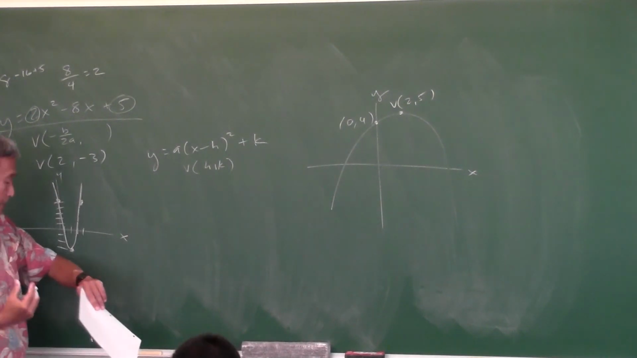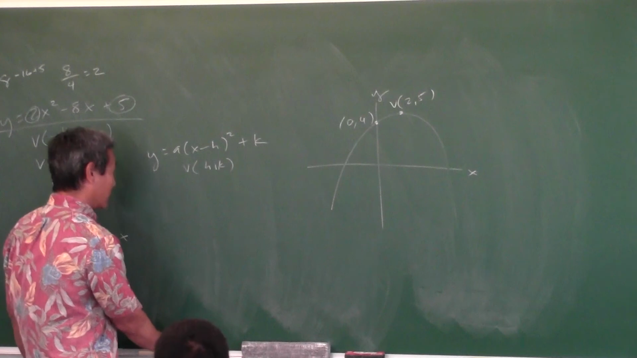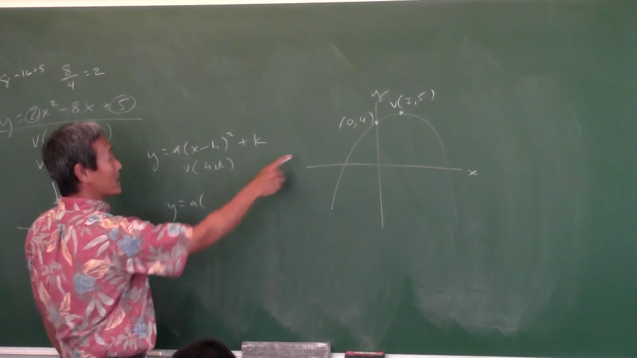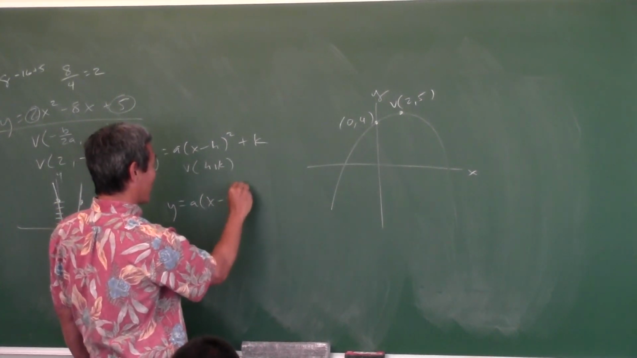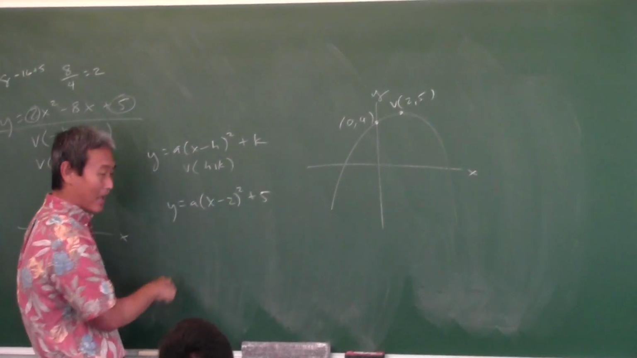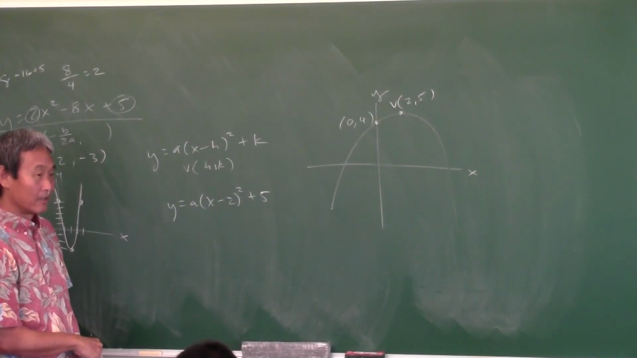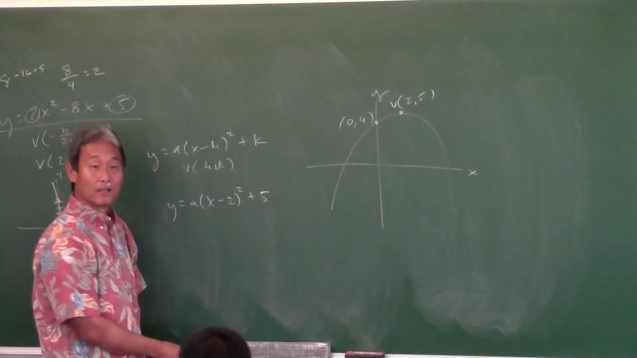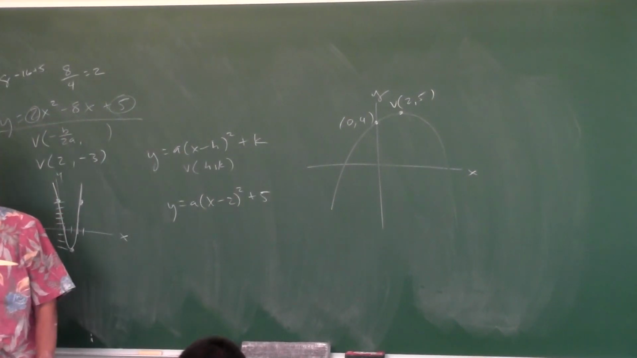Anytime you know the coordinates of the vertex, you're in good shape. Start with this. What is the vertex? 2, 5. So x minus 2 squared plus 5. How do I figure out a? You plug in that point. You're going to be doing that multiple times tonight.